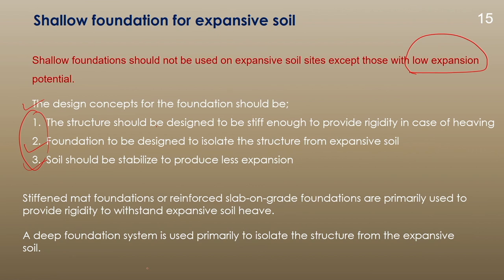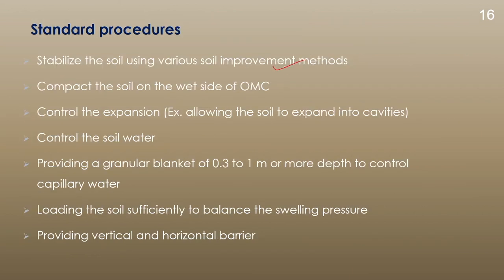A stiffened mat foundation or reinforced slab-on-grade foundations are primarily used to provide rigidity to withstand expansive soil heave. And a deep foundation system is used primarily to isolate the structure from the expansive soil. If we are providing a shallow foundation on an expansive soil, then we need to take care of this standard procedure. The first one is the soil has to be stabilized by going for any of the improvement methods, as I discussed in the previous classes.